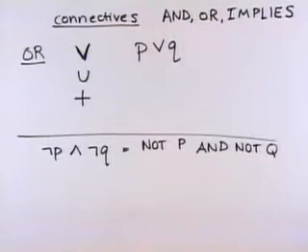Now we have a question because and is pretty unambiguous. When is an and statement true? So when would P and Q be true? When both P and Q are true, P and Q are both true.